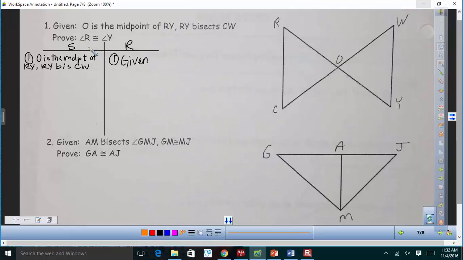Okay, so the next thing that we did was we went up here and we looked at the given and we labeled this part. So if O is the midpoint of RY, what does midpoint mean? It splits it into 2 equal parts. So if O is splitting it, it splits it into RO and OY. Now, up here, does it say RO is congruent to OY? No, so I need to record that RO is congruent to OY. And what would this definition be? Definition of midpoint. Very good.